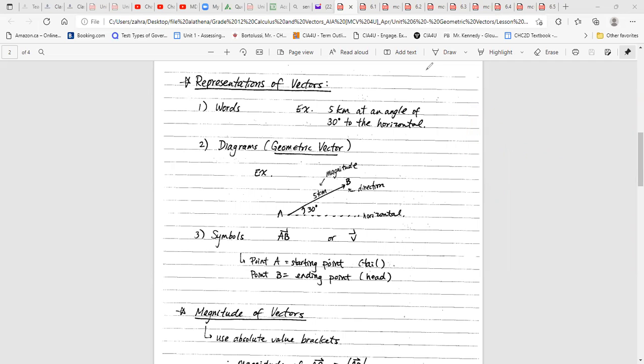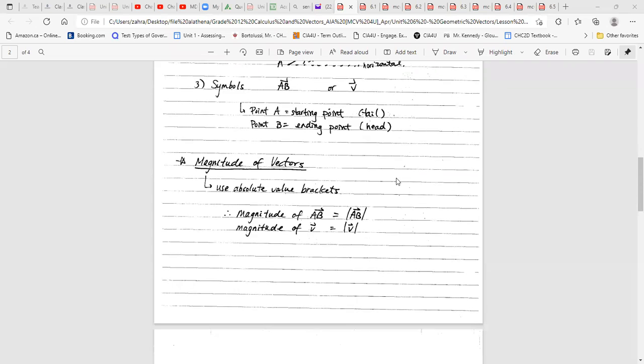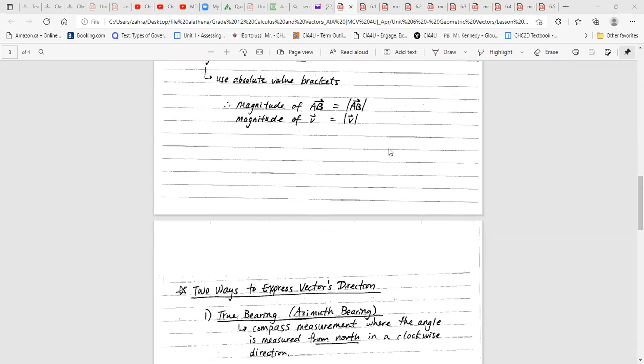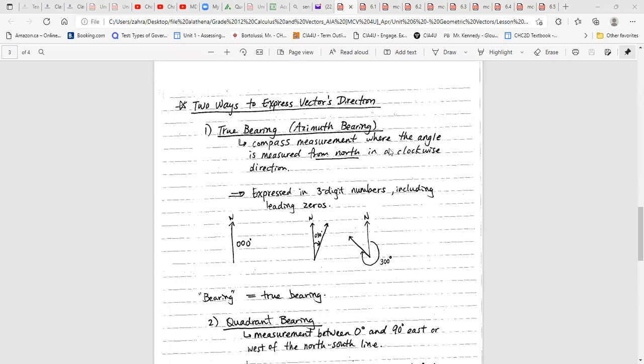Okay, so for the magnitude of the vector, I can put an absolute value around the AB. So the magnitude of the vector is just a number. Let's say this is 5 kilometers. Or the magnitude of the velocity, I just put the absolute value of that. So it's going to be, let's say, 2 meters per second. The absolute value means the magnitude, how big it is.